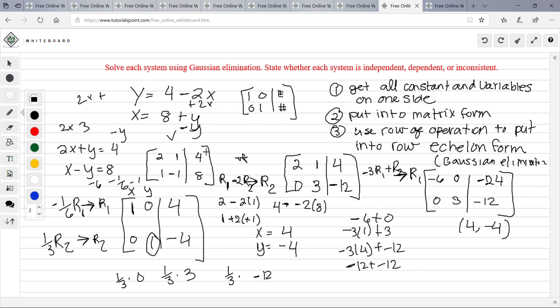The last step is to check if the solution fits into the equation. So I'll use the first equation, this one. We said our y is negative 4. So does negative 4 equal 4 minus 2? And our x is positive 4. So 4 minus negative 4 is negative 8. So 4 minus negative 8, so that's negative 4. So that's true. So we know it's consistent, independent, and it's independent, so we have one solution.